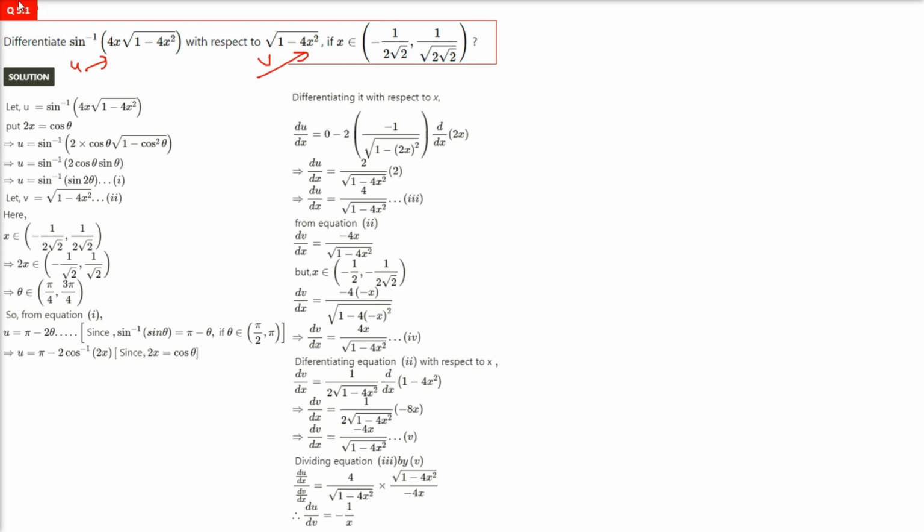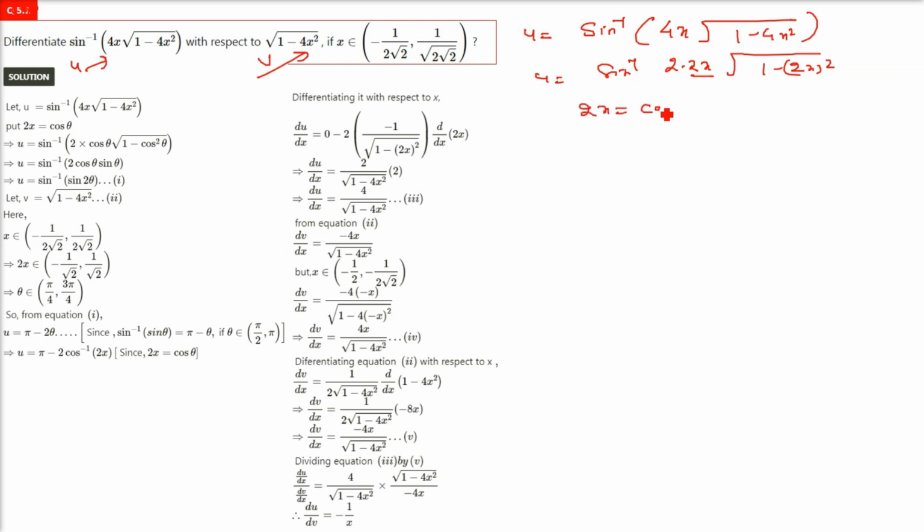Now when you see this question, you see there is 4x, 4x square, right? So we will take u as what? Sine inverse of 4x under root 1 minus 4x square. So we see that this 4x can be written as 2 into 2x, and 4x square can be written as 2x square. So we will put 2x as cos theta.